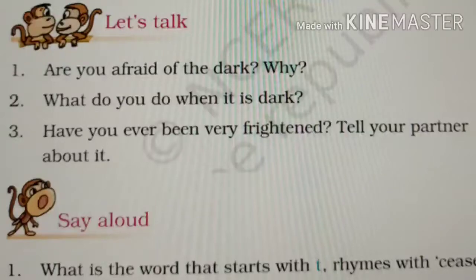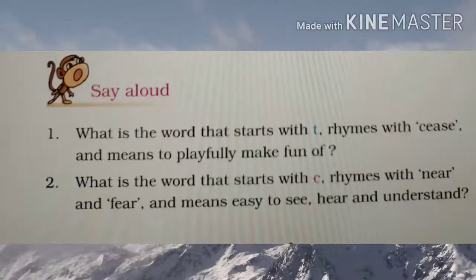Now we are going to know about the next heading, Say Aloud. There are different questions under the heading Say Aloud. So now know about these questions one by one. Question number 1. What is the word that starts with T, rhymes with sees and means to playfully make fun of? Once again, what is the word that starts with T, rhymes with sees and means to playfully make fun of?